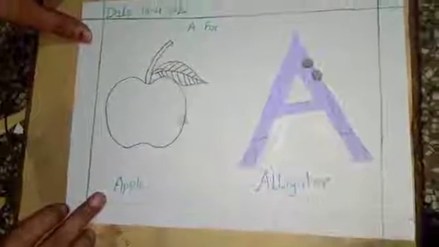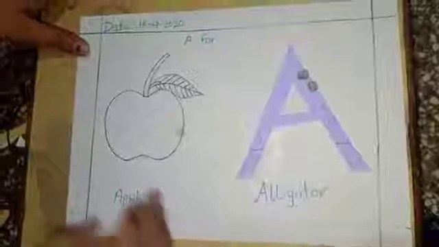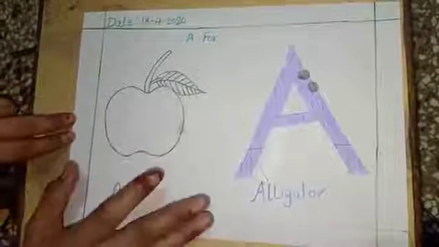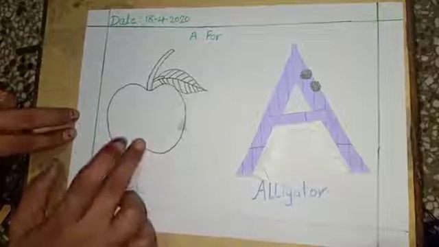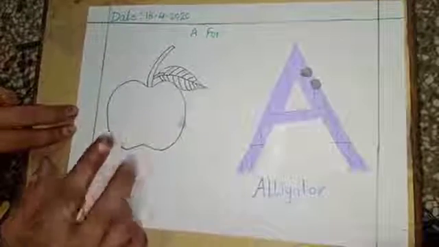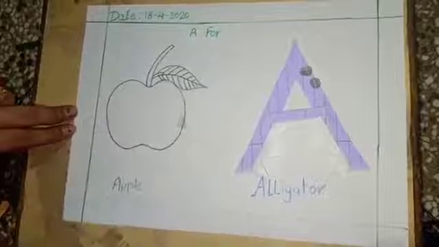A for apple and A for alligator. You can draw any two things or any things which can be started with letter A, such as apple. In this we can help the student to do the thumb painting.